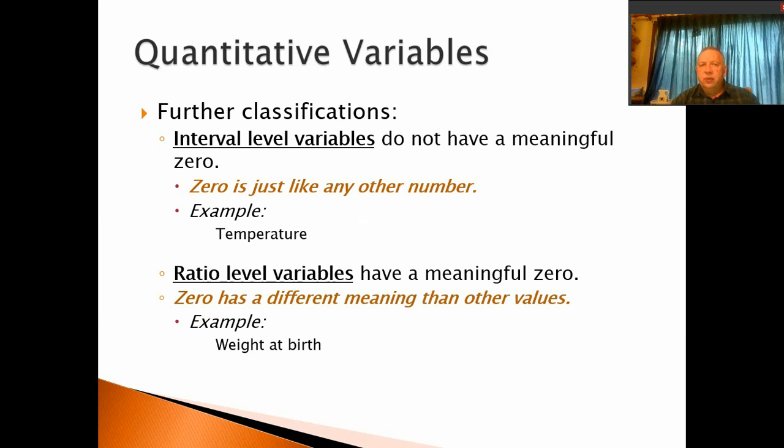In quantitative, there's a couple of further classifications that we need to talk about. Interval level variables do not have a meaningful zero. Zero is just like any other number, and it is just randomly assigned. So if I'm talking about the temperature scale, you say, well, there is a 0. But it all depends on which scale I'm using. If I'm using Fahrenheit, then 32 degrees is freezing. If I'm talking Celsius, then we're down at 0. So that assignment is from us.